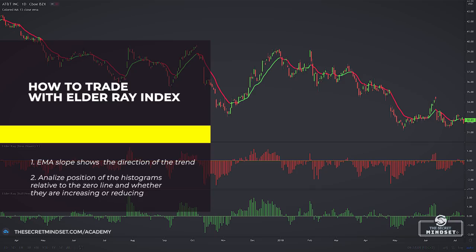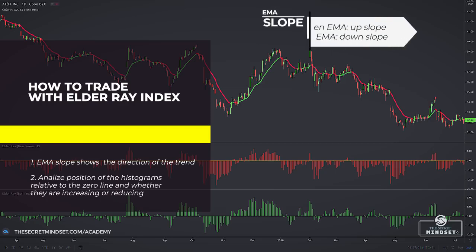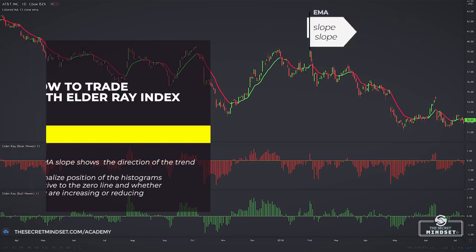To get a full picture of the market situation, you need to read all three components simultaneously. For the EMA, you consider the slope as it can show the direction of the trend. Since the bull power and bear power are plotted as histograms, you consider the position of the histograms relative to the zero line and whether they are increasing or reducing.